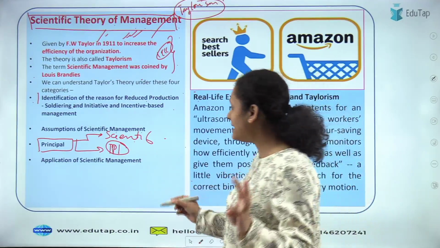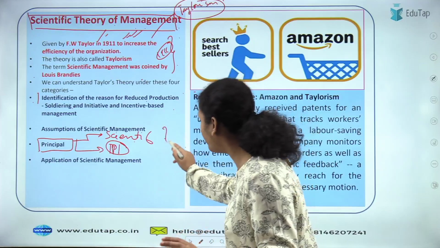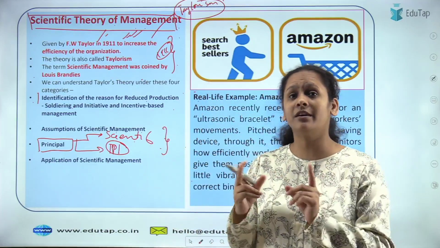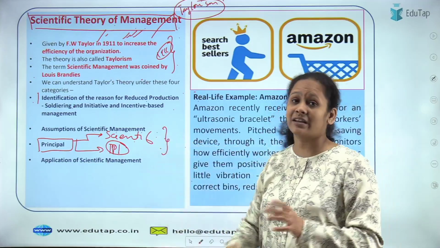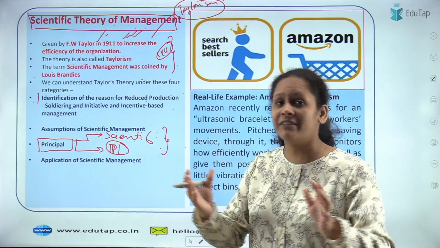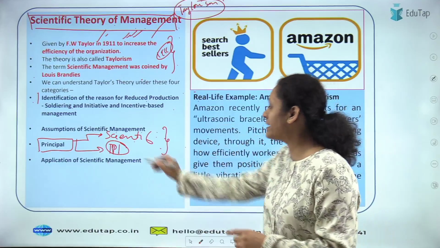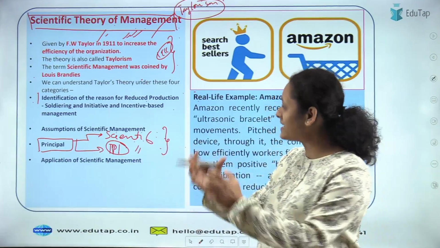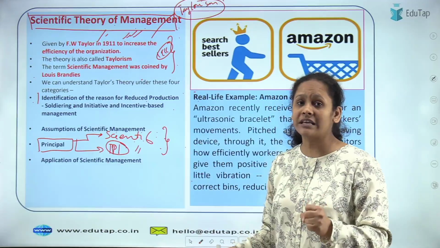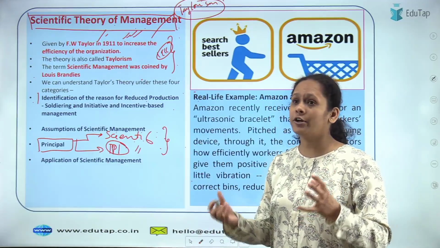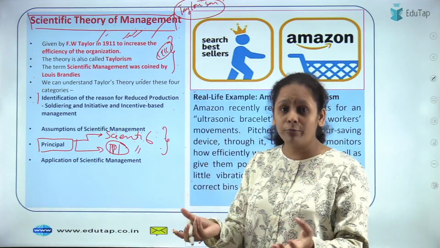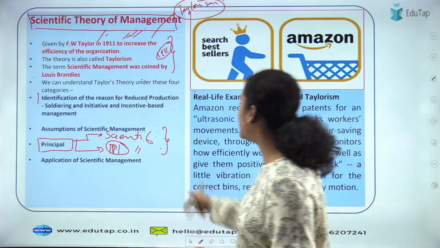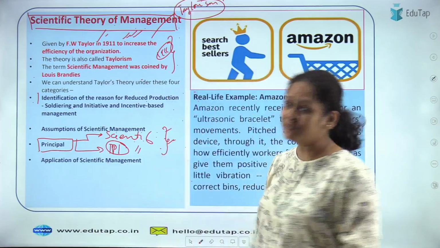And then thirdly, he said that once you identify these both things, that is the scientific method or the best method in which you can carry out certain tasks rather than doing it in every way possible, and then eventually training the people or selecting the right people who could do the task, he said that in order to get the maximum output or increase the profitability of the organization, we have to club these two factors.